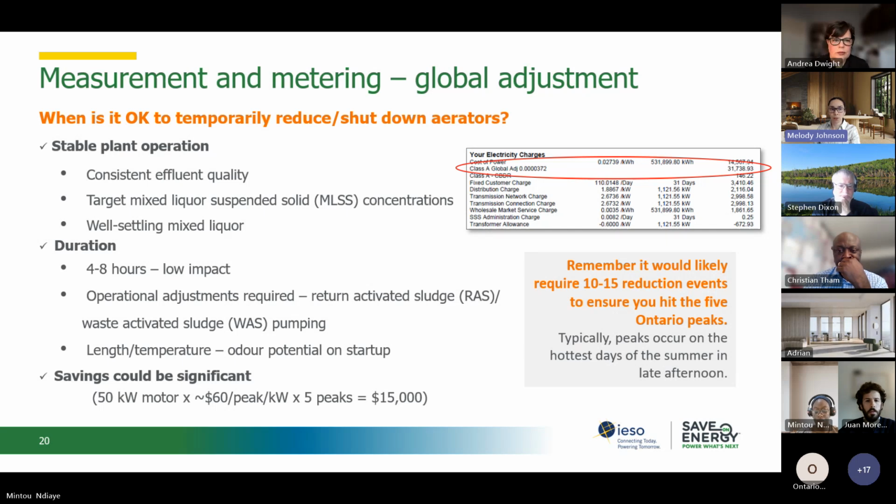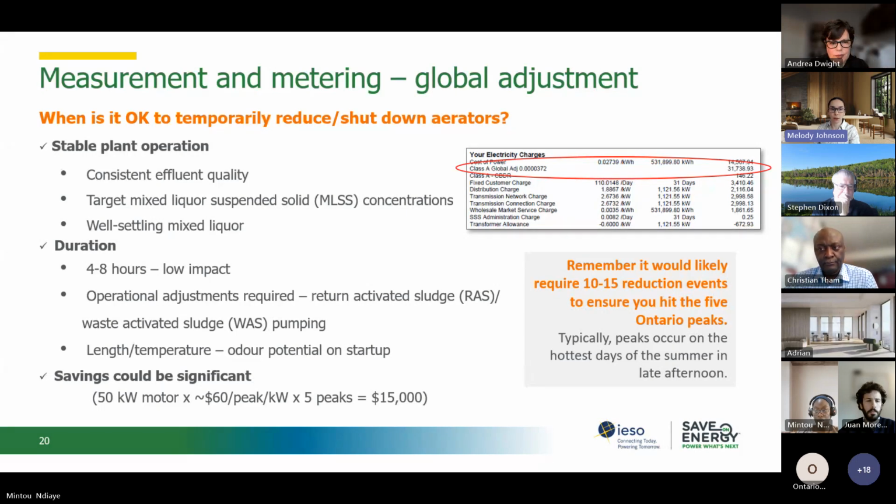We would only recommend that if your plant is operating in a very stable manner. You have consistent effluent quality, your mixed liquor concentration is where you want it to be, and the mixed liquor is settling well. If you have any kind of process upset going on, likely not a good idea. When you turn the air off, all of the solids in the bioreactor will start to settle. So you won't need to have that return activated sludge pumping going. You would want to shut off waste sludge pumping as well.